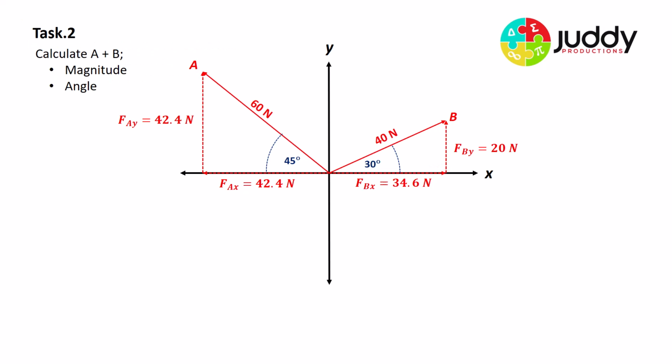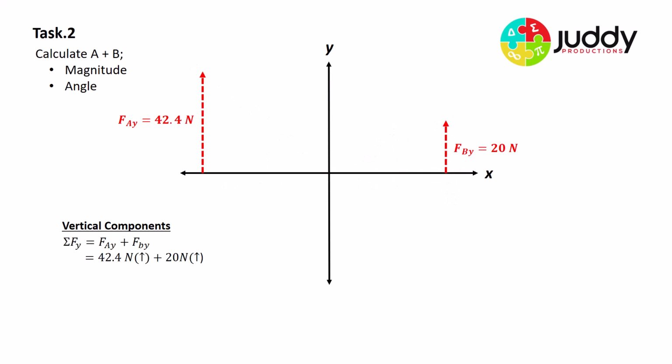Task number 2, we want to calculate A plus B. We're going to add these two vectors together. We want to work out the magnitude and the angle. So first of all, let's look at one technique where we're going to do this as a visual technique. We've got our vertical components first of all, as you can see. Force A has a vertical component of 42.4 and force B has a vertical component of 20. So we can add those two together to work out the overall or the net vertical force.